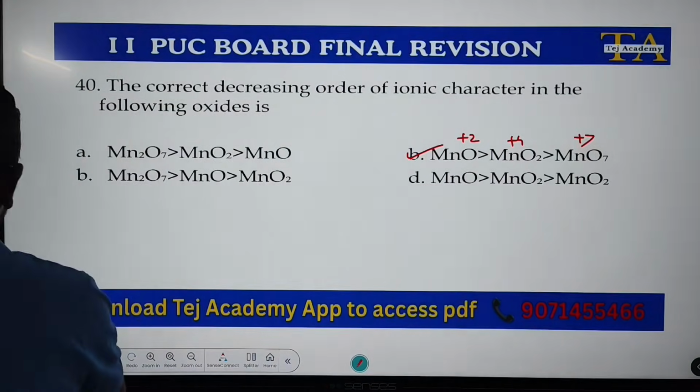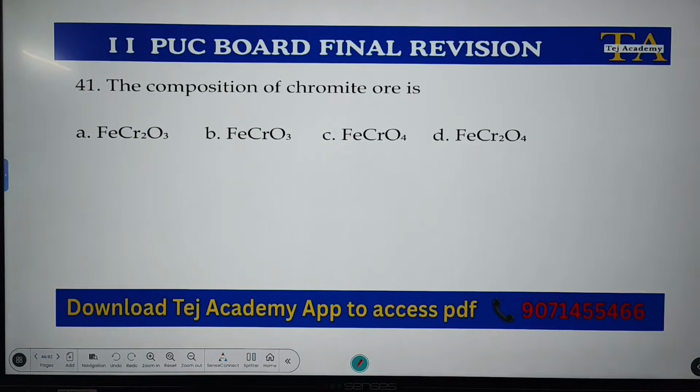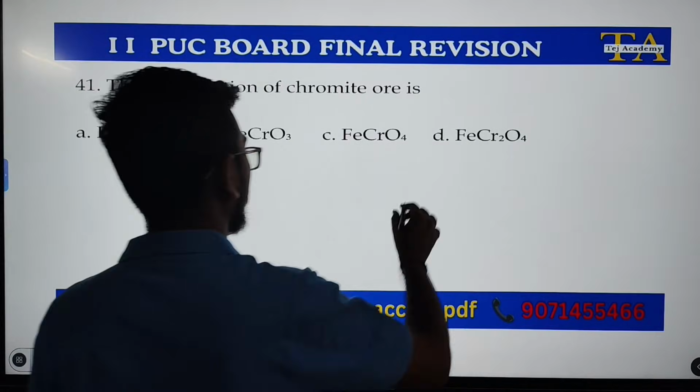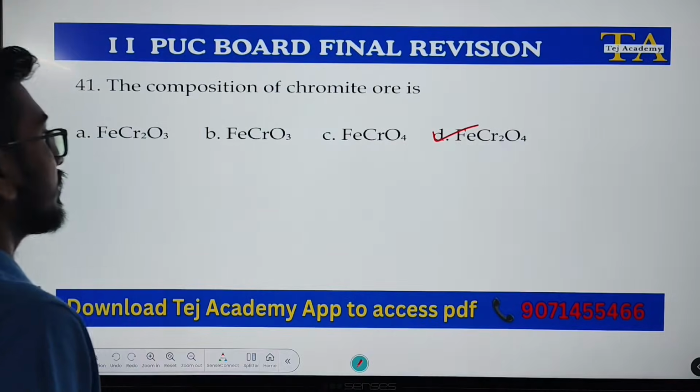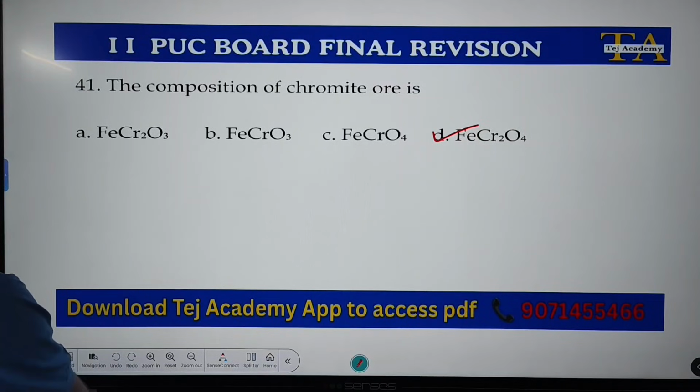Yes. Now next, the composition of chromite ore. So we know that FeCr2O4 is the composition of chromite ore.